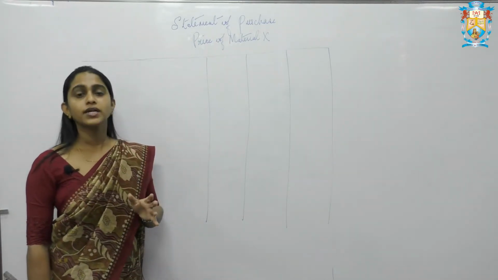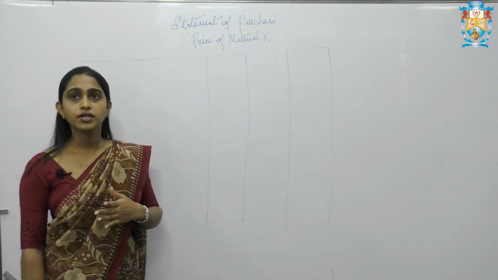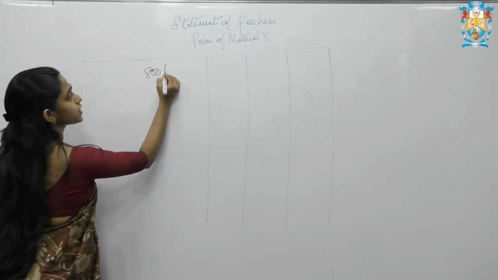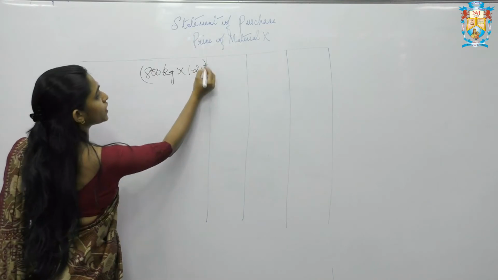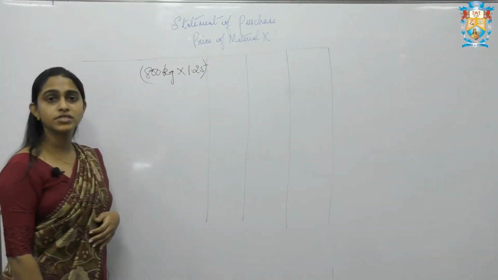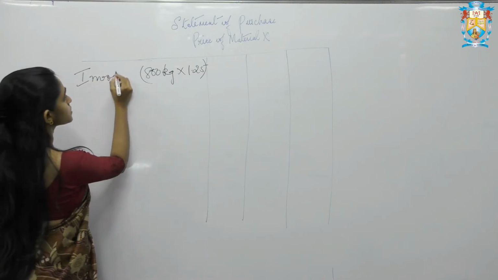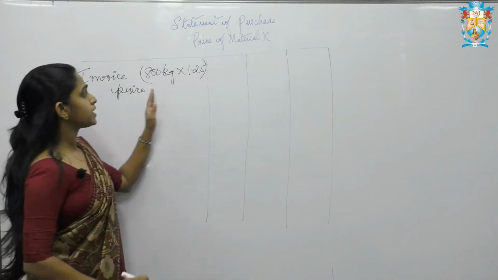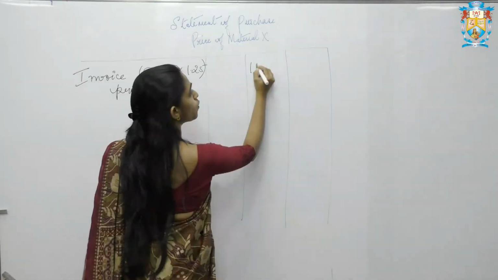So, to calculate the invoice price, it is nothing but quantity into the rate per kg. In the question, there is 800 kgs and the rate is 1.25. When you multiply this, it becomes the invoice price. So, first we write the invoice price. 800 into 1.25, so we get the invoice price as 1000.